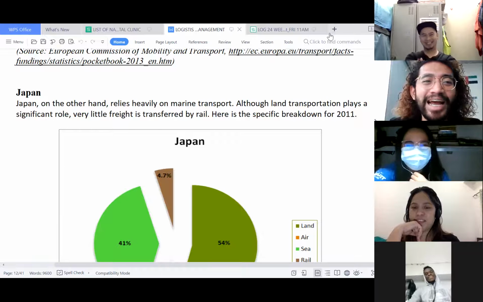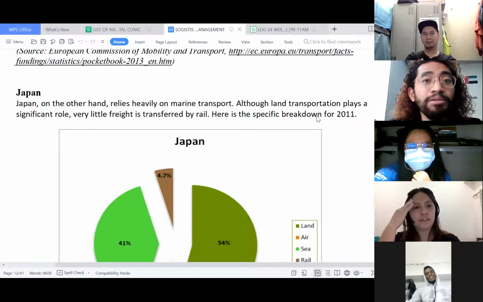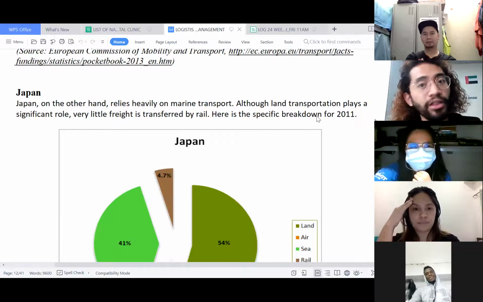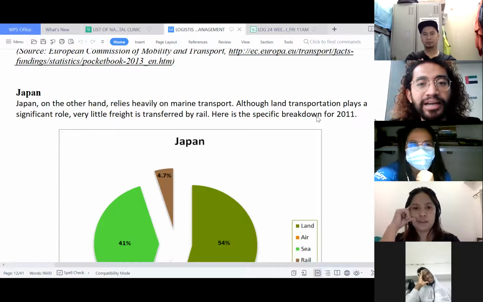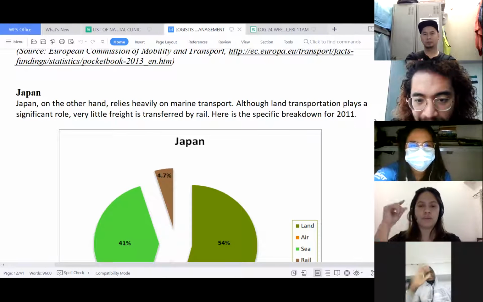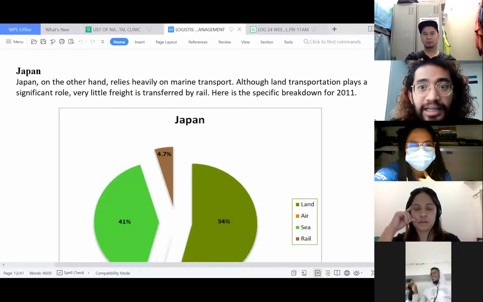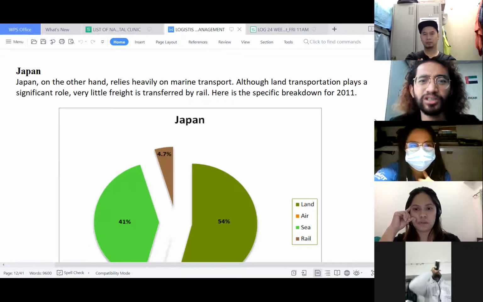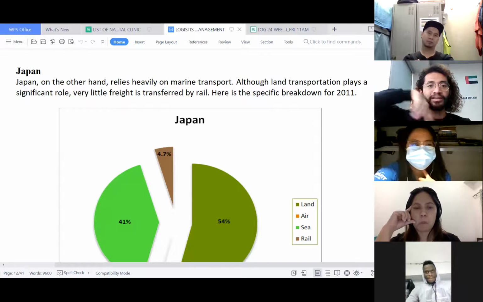All right, here in Japan. What about Japan? Japan, on the other hand, relies heavily on marine transport. Although land transportation plays a significant role, very little freight is transferred by rail here, specifically breakdown in 2011: 54% by land, yeah, for sure, but 41% by sea. You know the composition of Japan, right? It's surrounded by water as well, just like the Philippines.